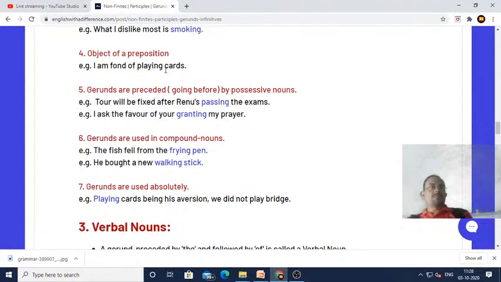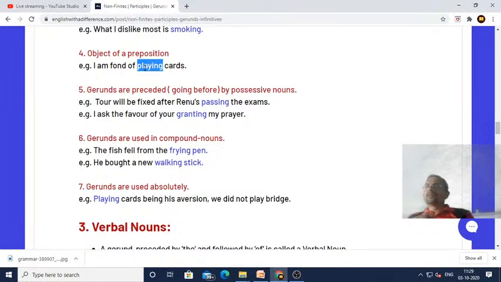So, I am fond of playing cards. Playing is a gerund. Why is playing a gerund? Because it is fulfilling the criteria of object of a preposition. You can see here of is the preposition. So playing has gone after the preposition of, therefore playing is used as the object of the preposition, therefore it is a gerund. Okay, so this is the fourth use of gerund.